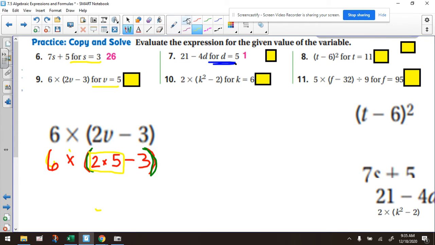And if we do 2 times 5, that would result in us getting 10. Copy the minus 3. We're not done with the parentheses because we still have an operation going on in the parentheses, and then copy the 6 and the times.